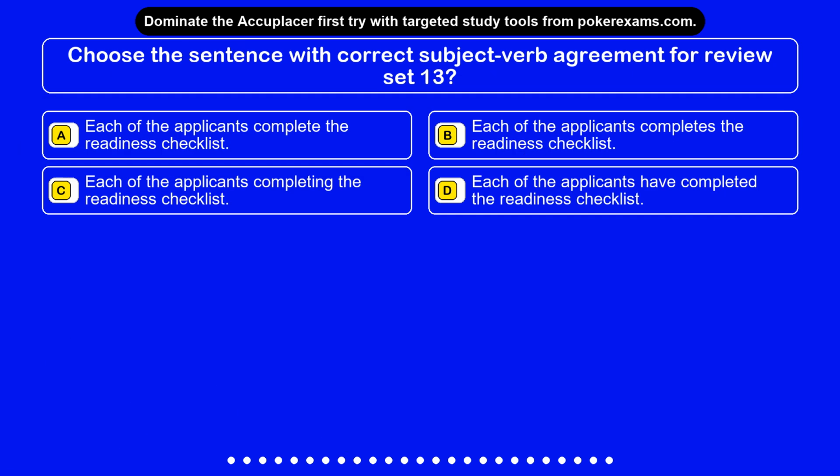Question 18. Choose the sentence with correct subject-verb agreement for review set 13. Option A. Each of the applicants complete the readiness checklist. Option B. Each of the applicants completes the readiness checklist. Option C. Each of the applicants completing the readiness checklist. Option D. Each of the applicants have completed the readiness checklist.